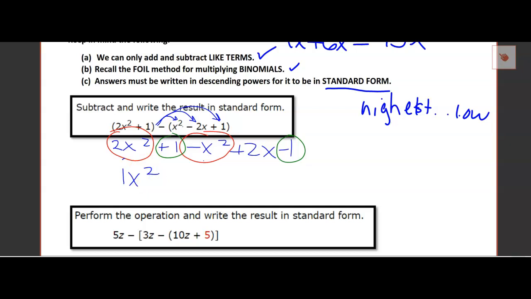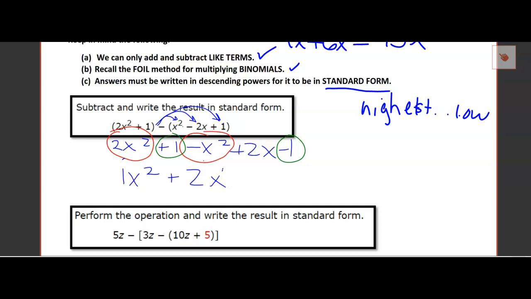There's nothing to combine with the 2x, so I'll bring that positive 2x down. And combining the positive 1 and the negative 1, it's 0. So this is our final answer. And notice it's in descending powers. The x squared comes first. The x to the first power comes second. So it goes from highest power to lowest power.